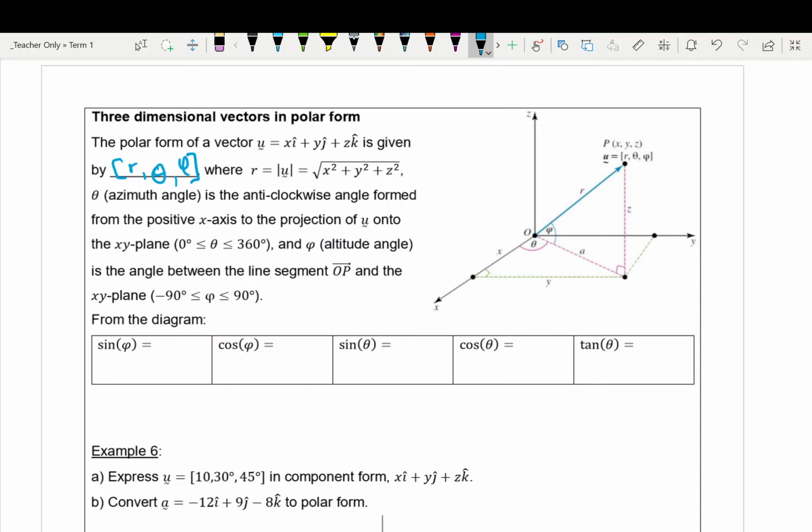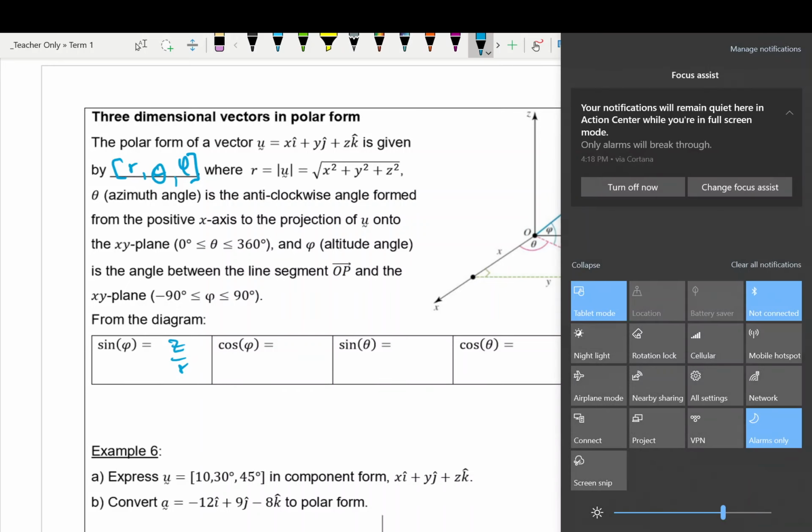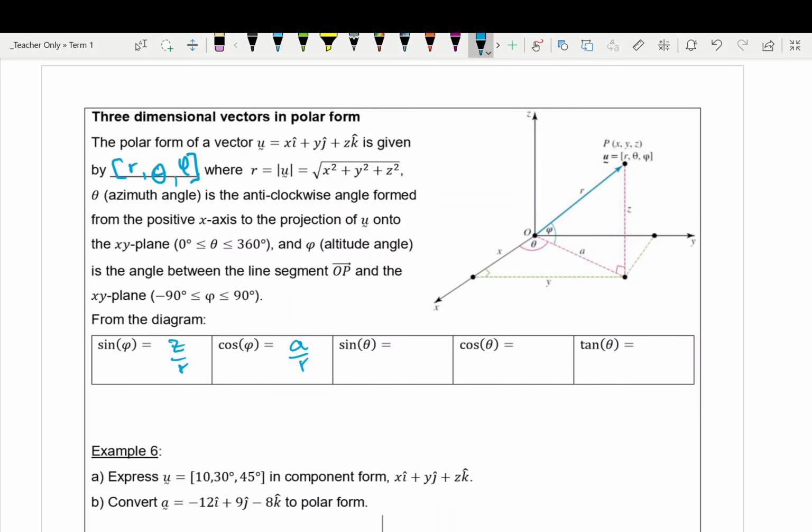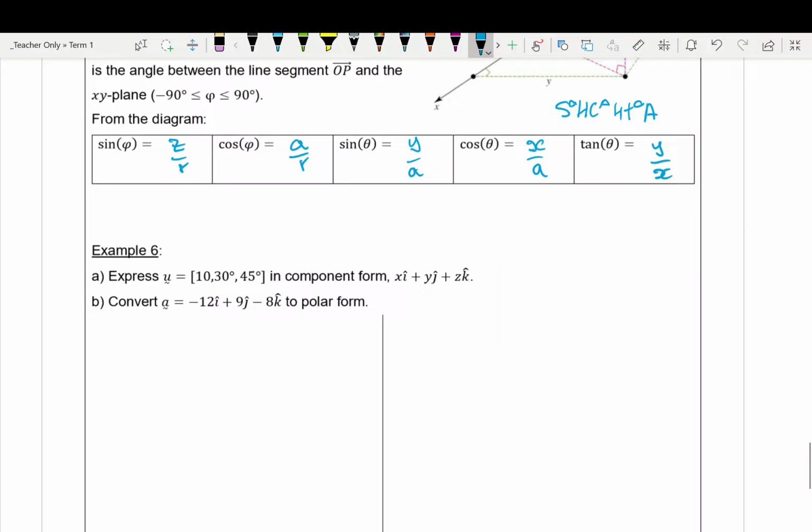So from the diagram, when looking at sine of phi, we've got opposite over hypotenuse. The hypotenuse is r, and our opposite is z. So sine of phi is going to be z over r. Cosine of phi is going to be a over r. Sine theta is going to be y over a. Cosine theta is going to be x over a. And tan of theta is going to be y over x. All of those just come from our SOHCAHTOA. So depending on whether we're looking at the angle theta or the angle phi, we're going to get those 5 different equations there.